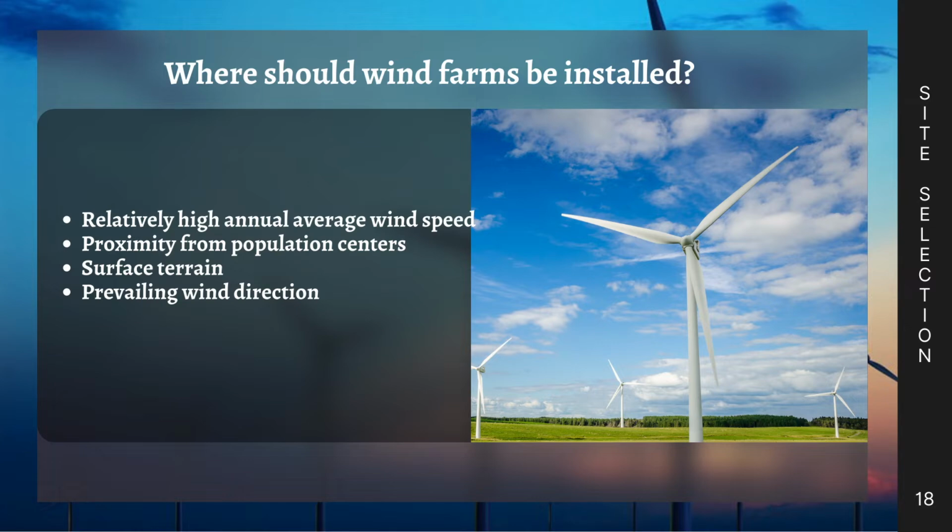The third is the surface terrain. The ideal surface terrain should be flat because a hilly or mountainous terrain can block winds, hence reducing the harvest of the wind turbines. The next is the prevailing wind direction, or the general direction of the wind in that area.